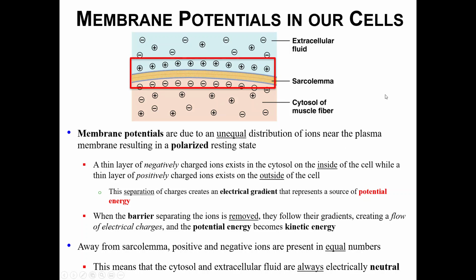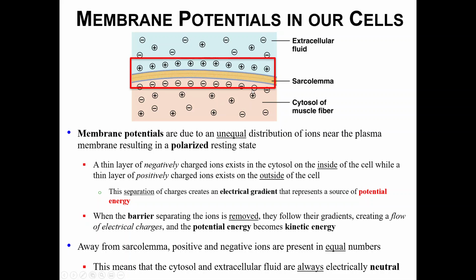We've talked a lot about your plasma membrane. We started calling it the sarcolemma for your myocytes, or your muscle cells specifically. Now we're going to go into a little bit more detail. You have, within the cytosol and the extracellular fluid, ions. These ions are both positively and negatively charged. And at the membrane, the distribution of these ions is not equal.